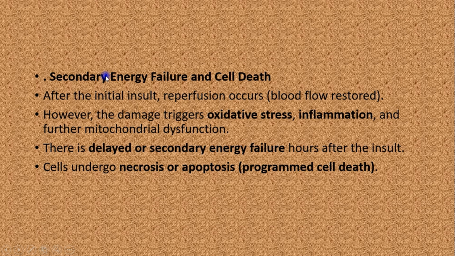There's also secondary energy failure and cell death. After the initial insult, reperfusion occurs, as blood flow is usually restored. However, the damage triggers oxidative stress, inflammation, and further mitochondrial dysfunction. There is delayed or secondary energy failure hours after the insult. Cells undergo necrosis or apoptosis, that's programmed cell death.